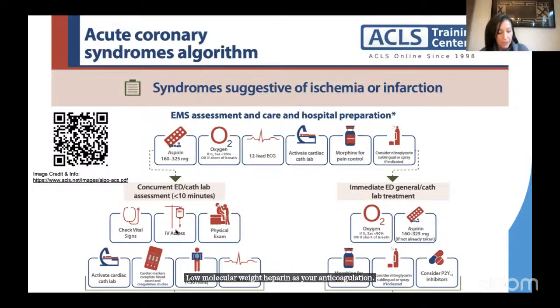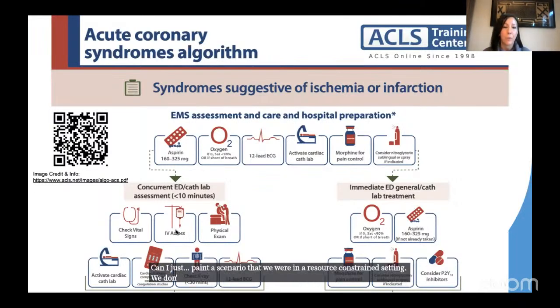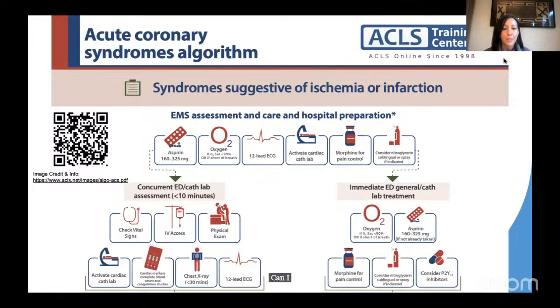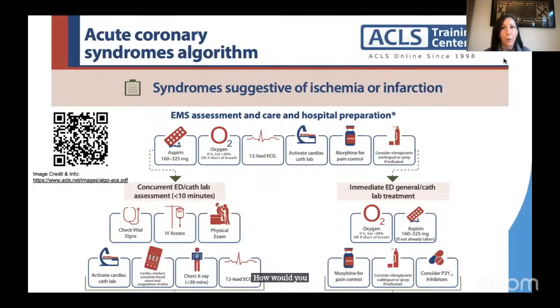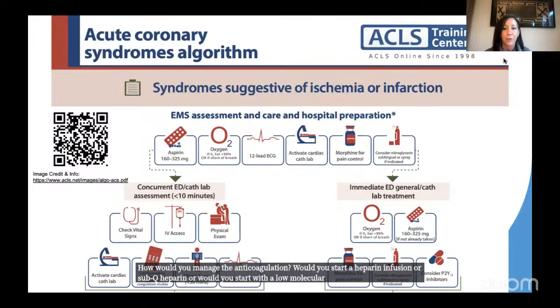Can I just paint a scenario where we're in a resource-constrained setting, we don't have a cath lab, and we want to start aspirin and another antiplatelet agent. Can I ask Dr. Emerson and Dr. Paulin, which of those agents are available in your setting, number one? And then number two, how would you manage the anticoagulation? Would you start a heparin infusion or subcutaneous heparin, or would you start a low molecular weight heparin such as Lovenox? Can I ask maybe Dr. Emerson?